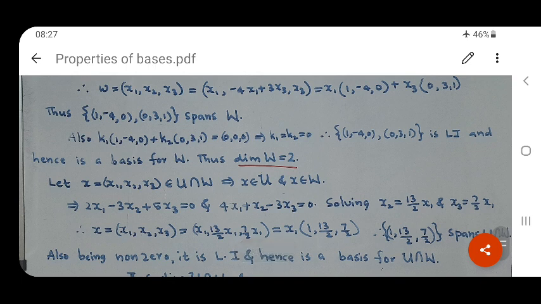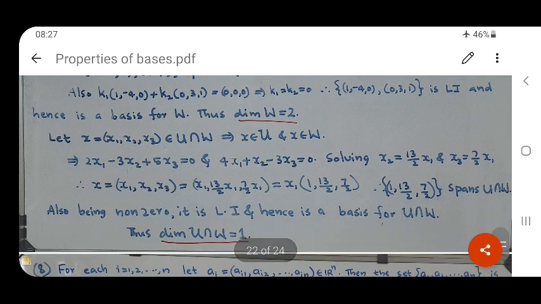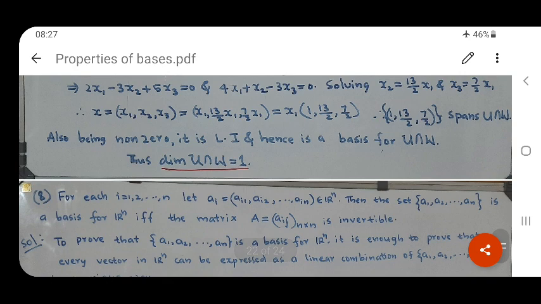Now, choosing a vector in U intersection W, it should be in both U and W. If you proceed as in the previous problem, you get two equations. Solving them, we have x2 equal to 13/2 x1 and x3 equal to 7/2 x1. So x2 and x3 are dependent on x1. So it is spanned by a single vector. If you write x as (x1, x2, x3), then it is spanned by (1, 13/2, 7/2). Therefore, it spans U intersection W, and it being non-zero, it is linearly independent and is a basis. Therefore, its dimension is 1.